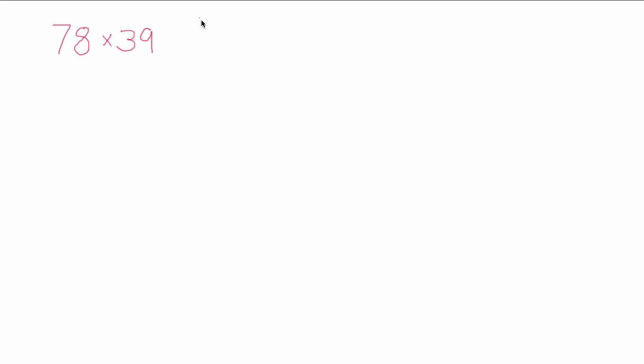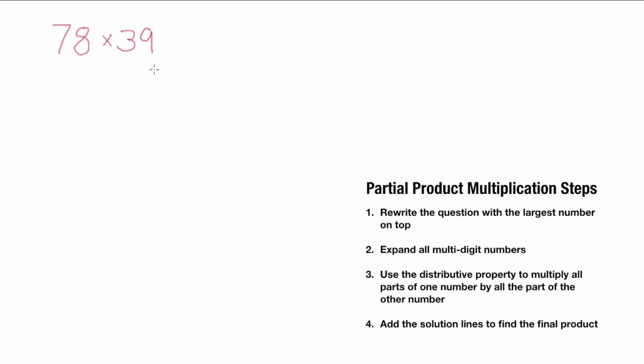Are you ready for one more example? Let's try a 2-digit by 2-digit multiplication question. Let's try 78 multiplied by 39. Even though you are multiplying 2-digit by 2-digit numbers, the steps will remain the same. If you want to try this example on your own, go ahead and pause the video.